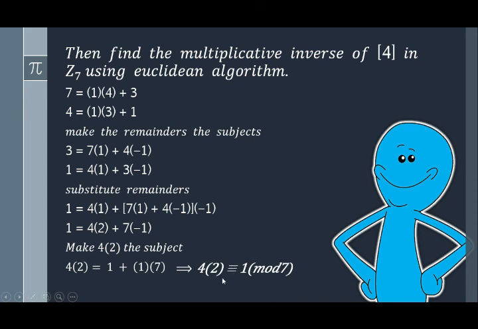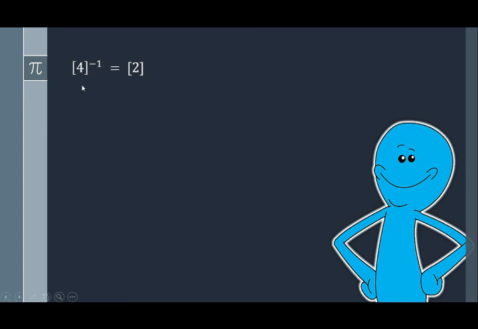Remember, a multiplicative inverse for an element, say x, is the element such that when you multiply x and that element, you get the multiplicative identity, which is 1. And in this case, 4 × 2 gives you 1 mod 7, which is the multiplicative identity element. So therefore my multiplicative inverse for 4 is equal to the congruence class of 2.